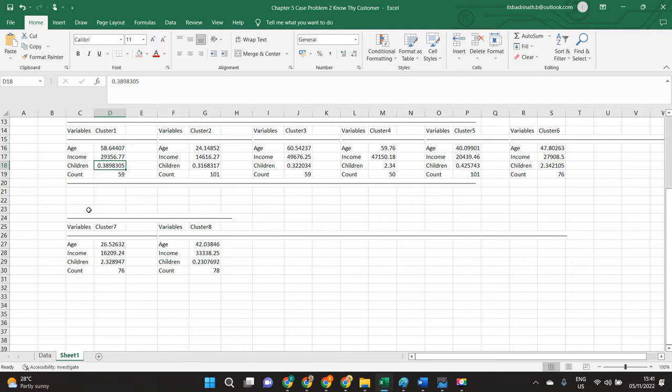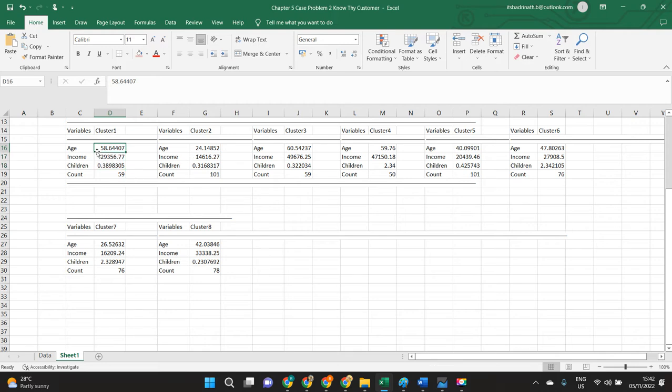See, we have a data set, and the data set is divided into different clusters. When you insert a new data row, which consists of details related to age, income, and children, we select which cluster the data is going to belong to. For example, if the age is approximately 58, income 29, and children 0.38, and you ignore this count value, then when these three characteristics match, the data will be stored in cluster one.